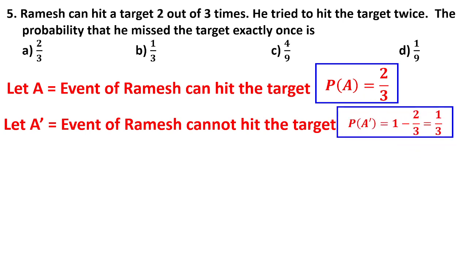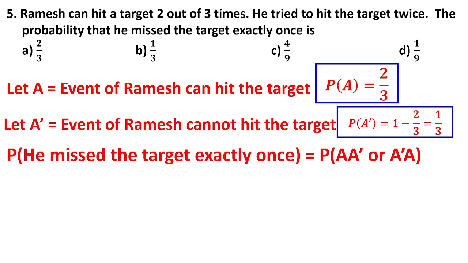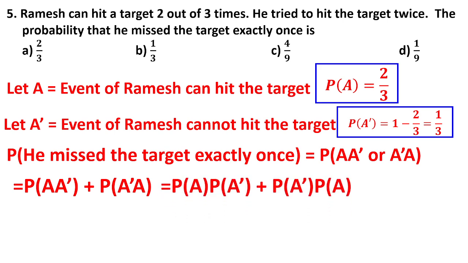Now what is the meaning of he missed the target exactly once? First A dash, the meaning is he did not hit, or he hit the target. Therefore he is hitting in the first chance or in the second chance. Now "or" is coming, therefore you have to add. A and A dash are independent, therefore you have to multiply.